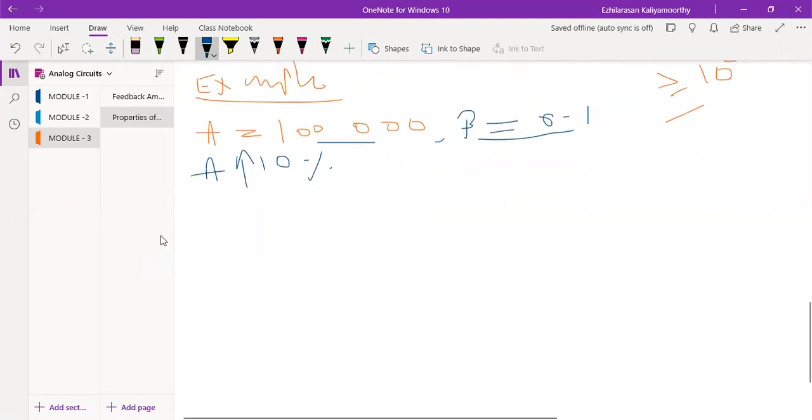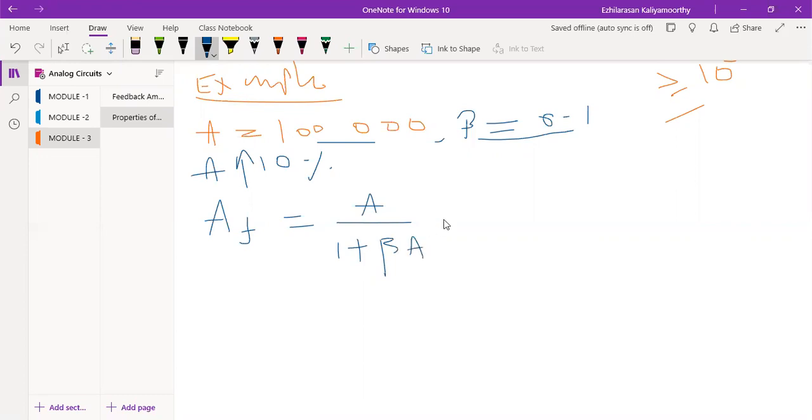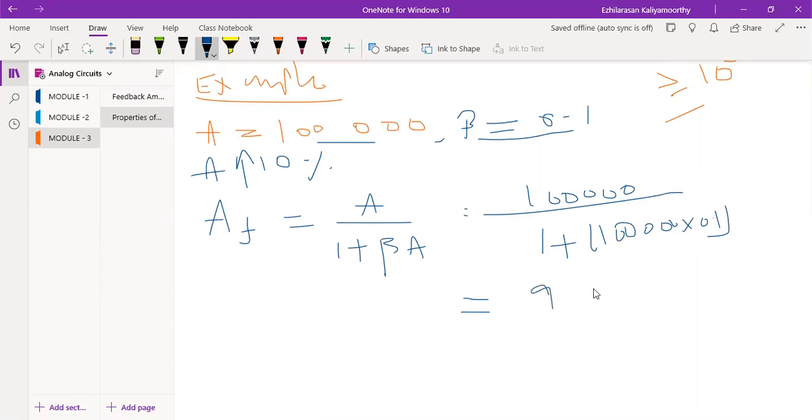That we'll see. So first, AF is equal to, that is a formula we know, A by 1 plus beta A. This is the formula actually. So it is nothing but A is equal to 100050, divided by 1 plus the beta value, that is the A value into 0.1. So what is the value we get here? The value which we'll get is 9.999900.